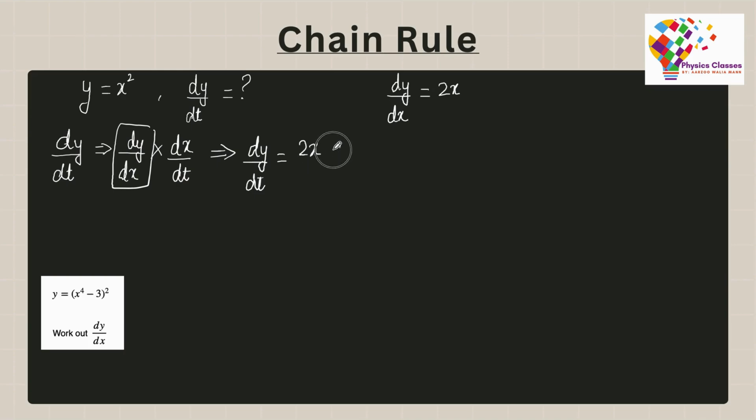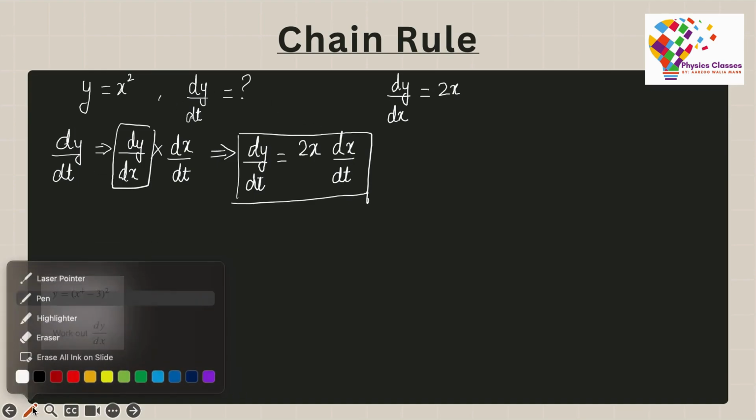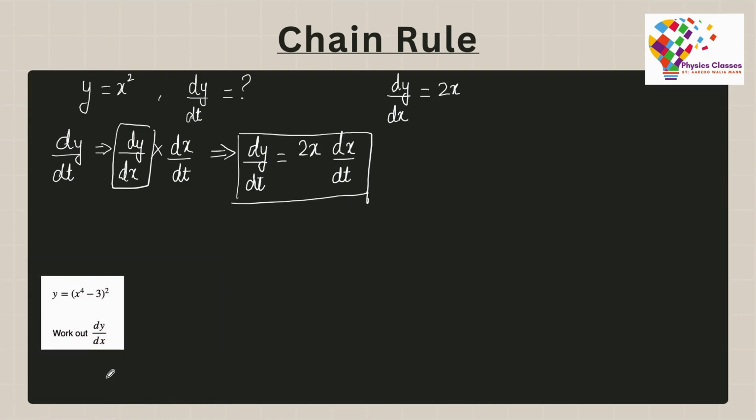We can also apply the chain rule to some functions where powers are involved. So sometimes we have a function like y is equal to (x to the power 4 minus 3) whole square. So over here you have to understand that the 2 power, which is outside the bracket, is an outer function, and this x^4 minus 3 is an inner function. So when you are doing differentiation, we keep it in mind that we start differentiating from the outer part. So first you differentiate the outer part and then you differentiate the inner part.